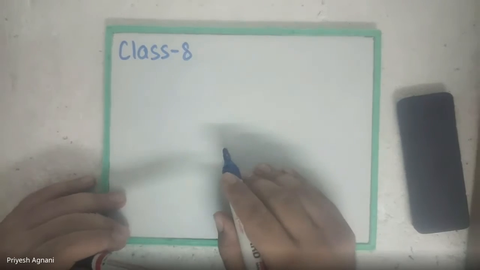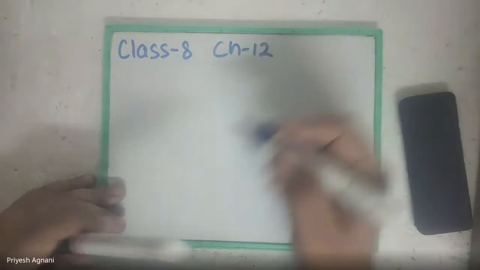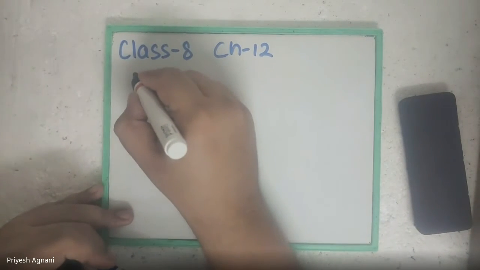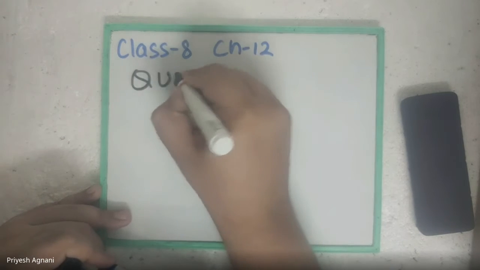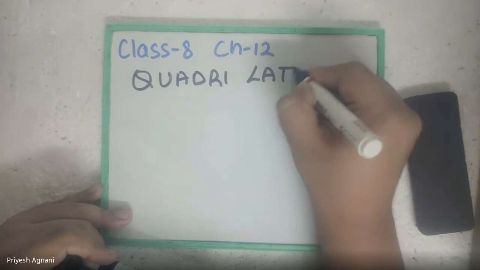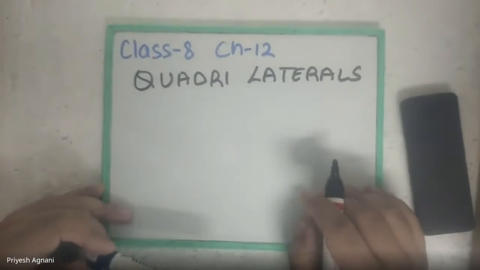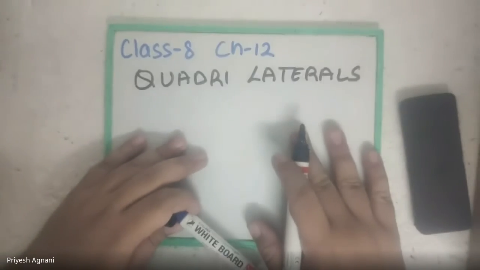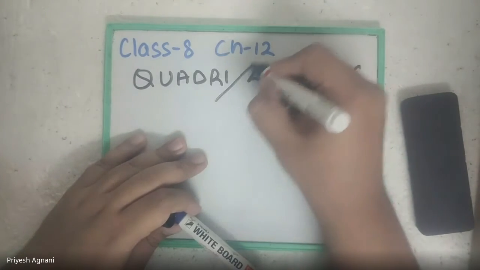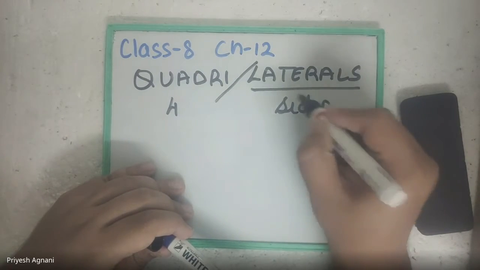We are going to start with class 8, chapter number 12, and the name of the topic is quadrilaterals. Now, what actually are quadrilaterals? Please pay attention. Quadri means four and laterals means sides.